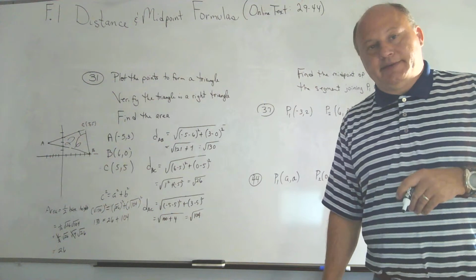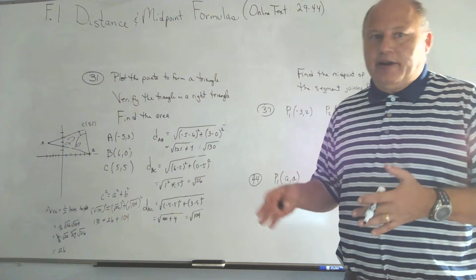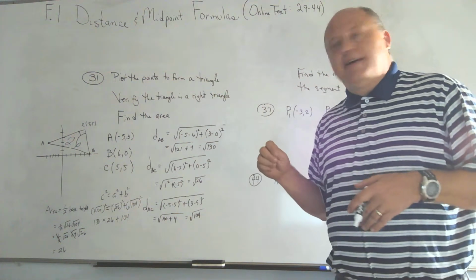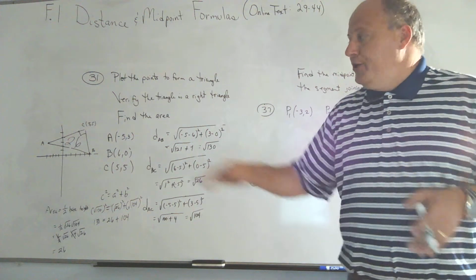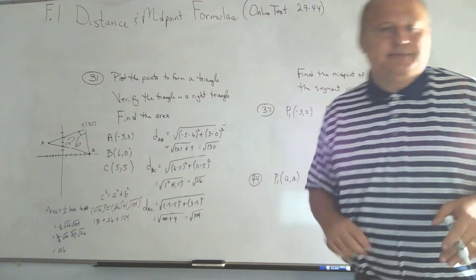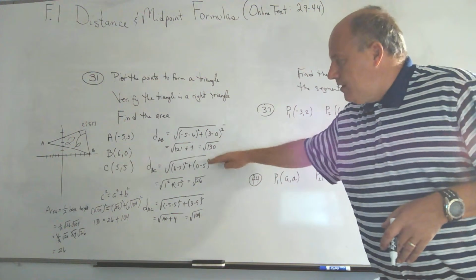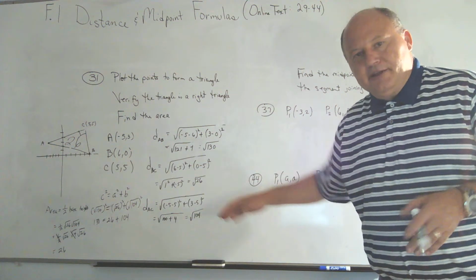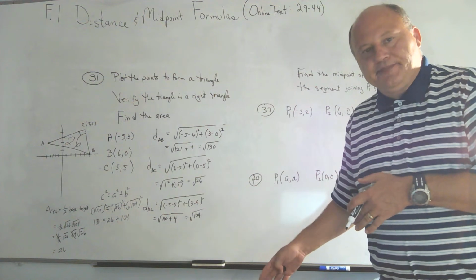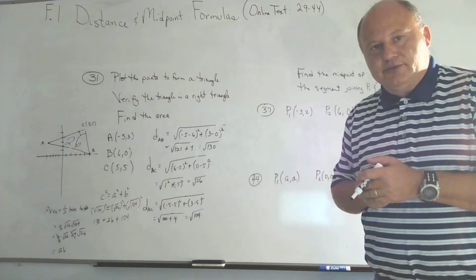This is a right triangle. But there was a lot of stuff going on here. You had to first verify that it was a right triangle before you could even apply that formula. So we verified it by finding the distance of all the sides, putting those into the Pythagorean theorem, and then making sure the Pythagorean theorem holds.